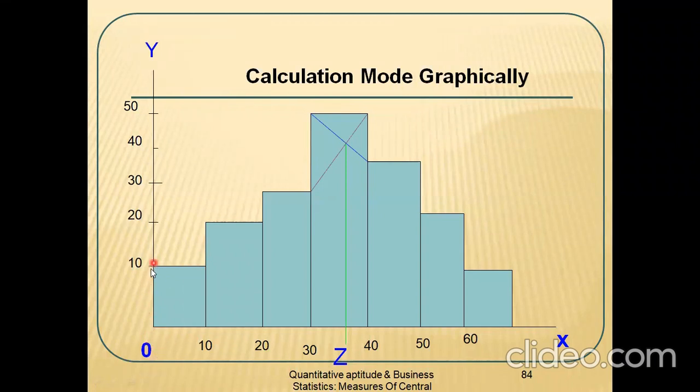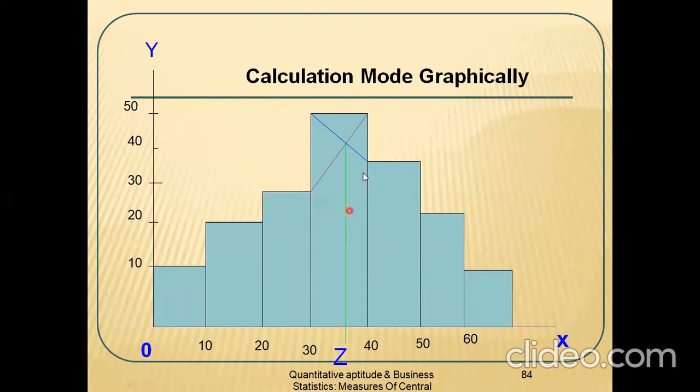0 to 10, 10 frequency is there. I have drawn 10. Then from 10 to 20, 20 frequency is there. Without a gap, you need to draw another rectangular bar. And from 20 to 30, 30 frequency is there. Draw again a rectangular bar. From 30 to 40, 50 frequencies are there, so draw a rectangular bar. Similar way from 40 to 50, 40 frequency is there. Again continue here. And similar way from 50 to 60, we have again 20. And the next one, from 60 to 70, some frequency, I have drawn a bar graph.